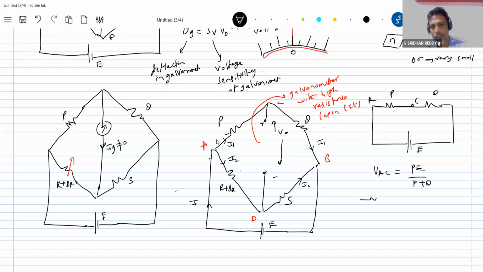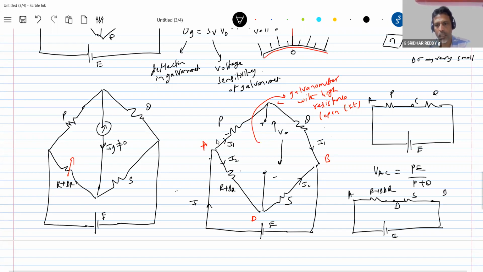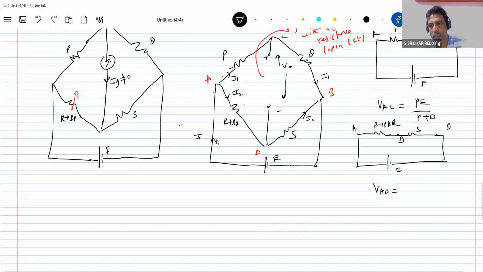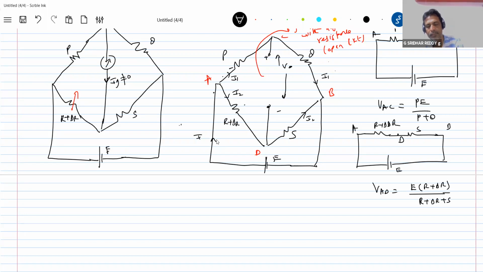Similarly, for the lower part of the circuit, R plus delta R, this is VAD. VAD is equal to E into R plus delta R by R plus delta R plus S. Okay, this is about the initial background. So let's go directly to the formula.